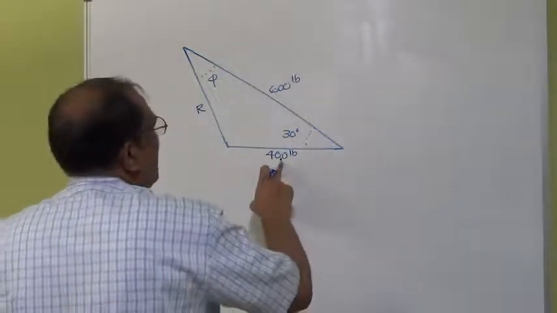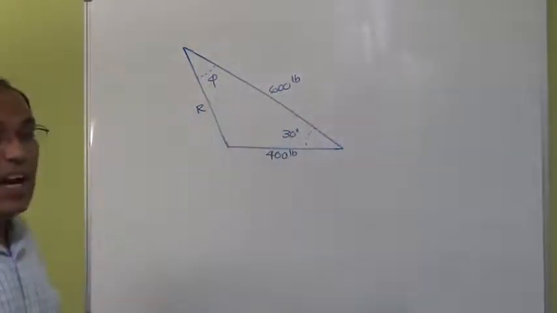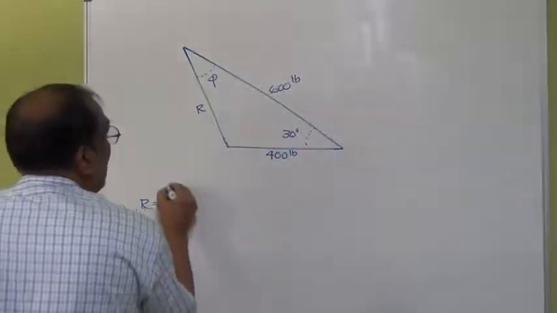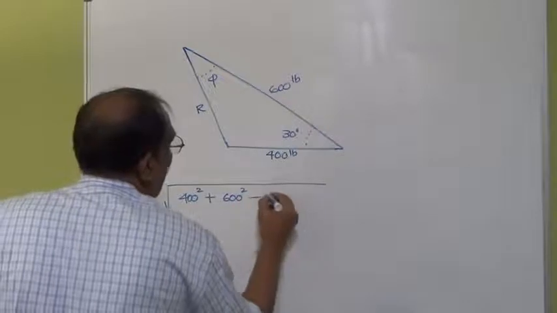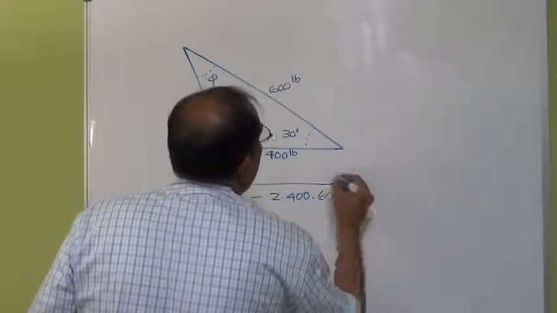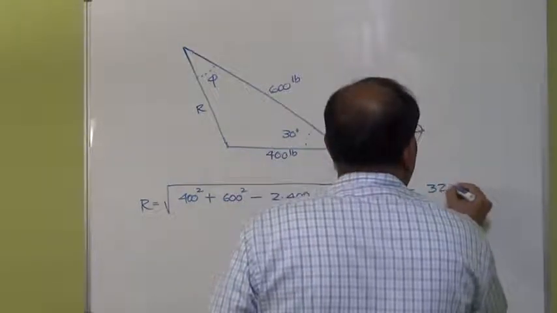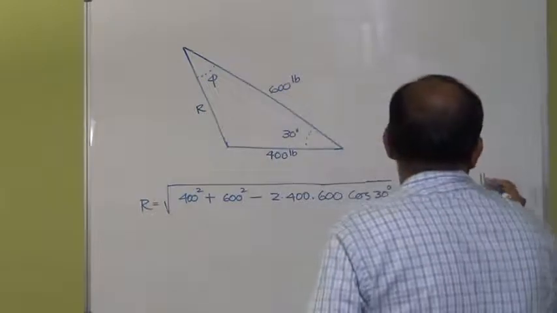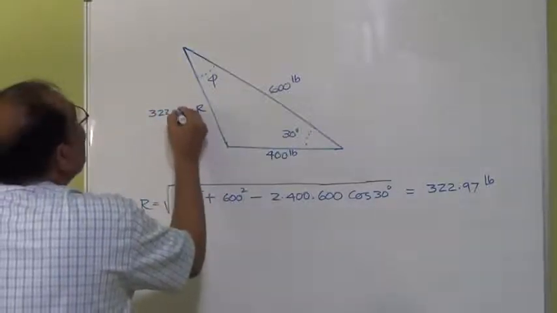So you can see, I know the length of this arm of the triangle and the angle between them, so easily I can find my R using the cosine rule, right? So use the cosine rule. You can see your R is basically the square root of 400 square plus 600 square minus 2 into 400 into 600 cosine 30 degrees, which is basically 322.97 pounds. So this one is basically 322.97.